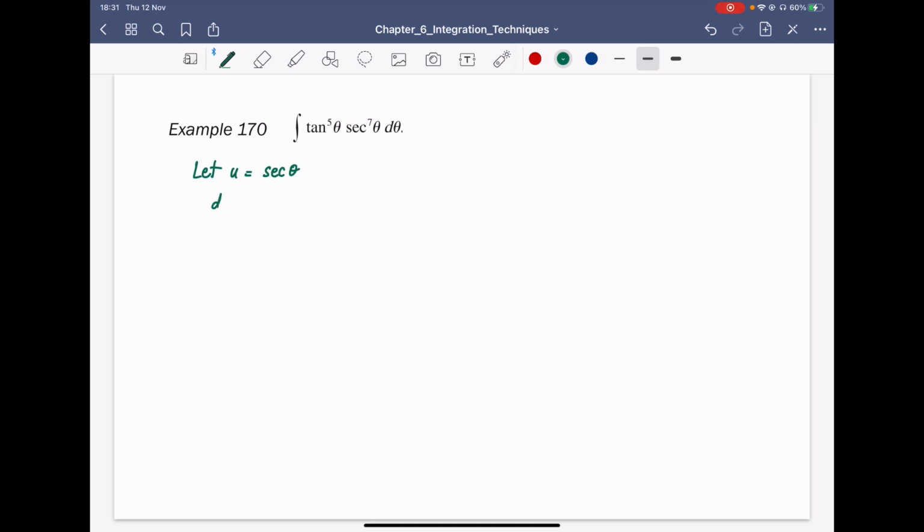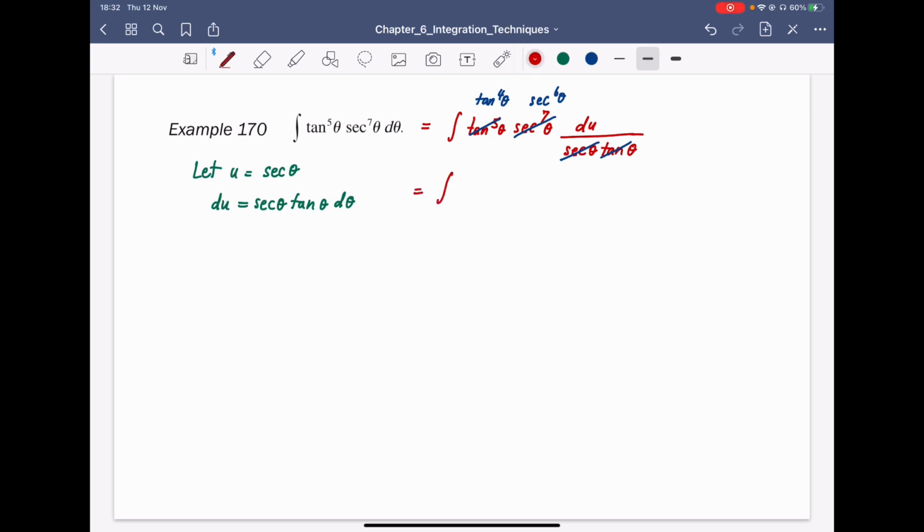So if I pick u equal to secant, my du is going to be secant tangent d theta. If you try to simplify the integral, you're going to get the integral of, let's say, tan to the 5th power, and then secant to the 7th power, and then I switch d theta to du over secant and tangent. It looks good at first because you can cancel one secant and one tangent, and all you have left are all even powers. Well, we have a chance to complete this question. So let's keep doing it.